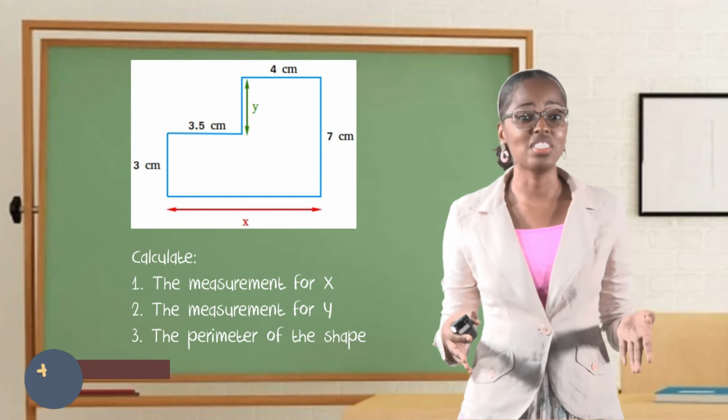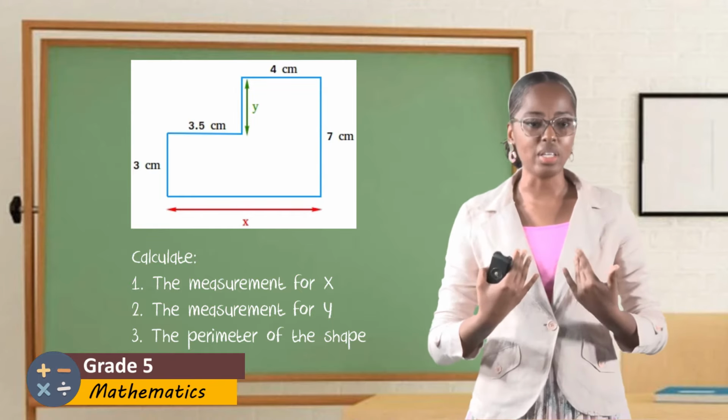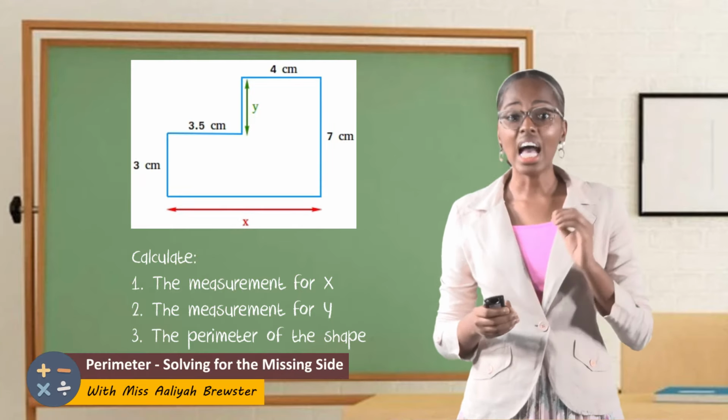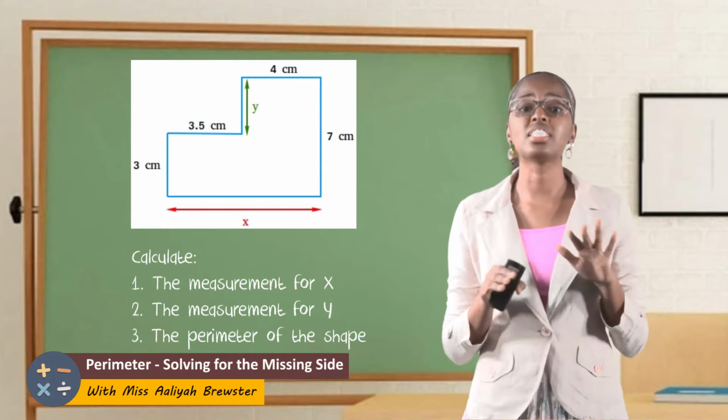Let's try another activity. This time, I'm going to allow you to do this on your own, and then I'll explain. For this task, you're going to calculate the measurement for x and the measurement for y, and then you're going to calculate the perimeter for the entire shape.